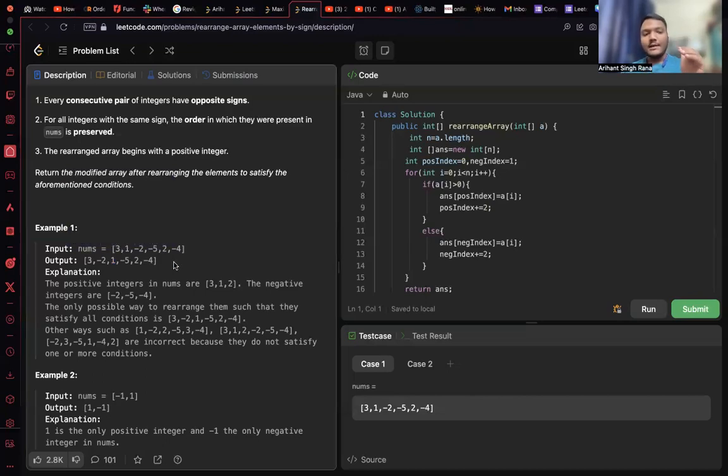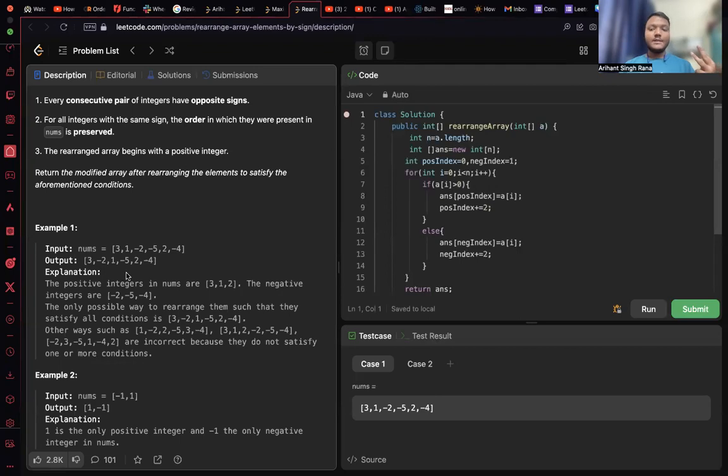So that's how the order is maintained, and that's how the consecutive pair is maintaining their opposite sign nature. After that, we will check how their order compares to the input array. In the input array we have been provided, let's account for the positive numbers only. First 3 arrives, then 1 arrives, then 2 arrives.